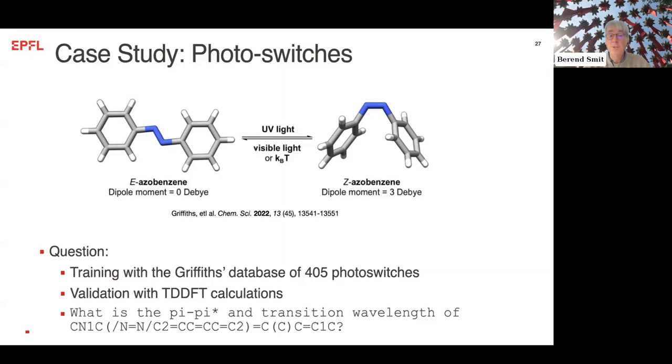So what we would like to do is to predict the frequency or the wavelength of the light we need to shine on the molecule so that it rotates in this direction, and what is the frequency of the light you need to shine on it when it rotates back. And these are the pi star and the transition wavelength, they're called. And now we represent a molecule with a SMILES string. And this is basically a sentence that represents such a molecule.